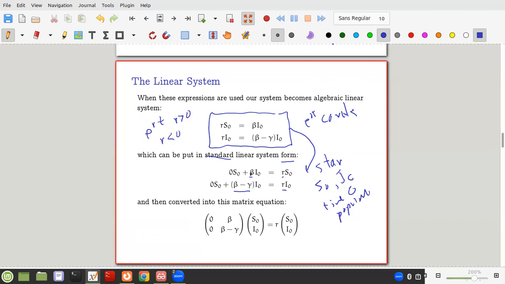If you look at this, here's S naught, I naught, 0, 0, beta, beta minus gamma, R. If we put this into matrix form, here's our linear system. Here's the coefficient matrix, 0, 0, beta, beta minus gamma. The two variables, S naught and I naught, form a vector, and R times S naught and I naught. And we should recognize this as an eigenvalue equation, right? Matrix times a vector gives a number times the same vector back. So this is your eigenvalue equation.